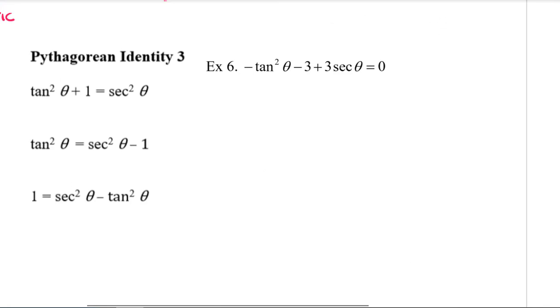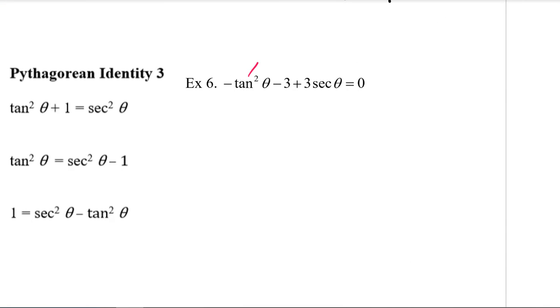So in example 6, let's take a look at what we got. We've got a tan squared, so that's my quadratic term, or negative tan squared. This guy right here is my linear term, plus 3 secant theta. And then I've got this one little lone guy right there, that's my constant. So those 3 things are what we're going to be working with today.